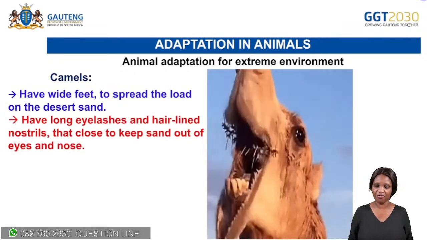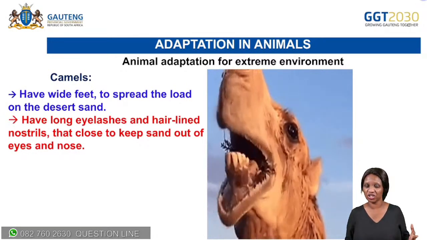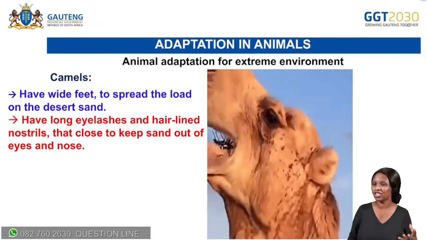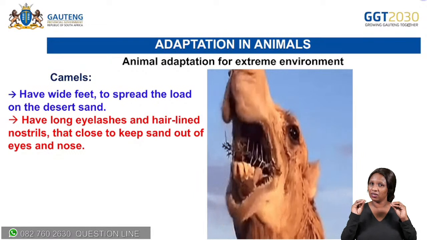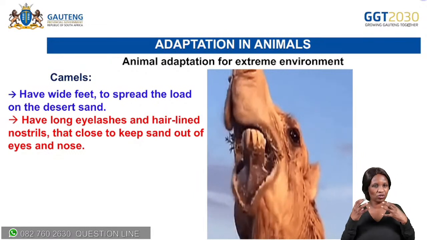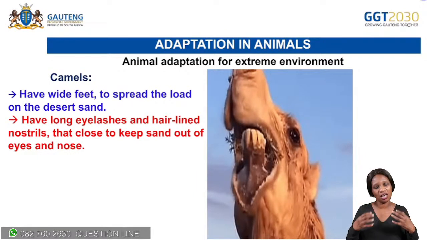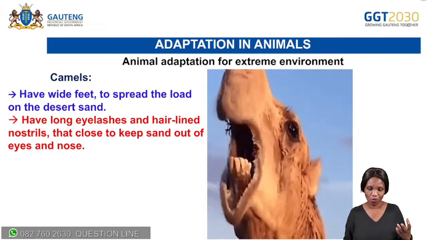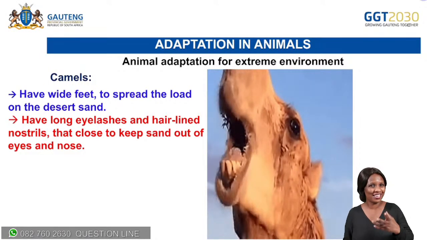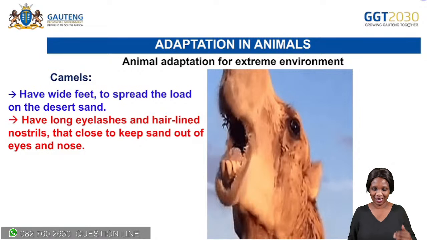And they've got long eyelashes and hair-lined nostrils, so that when it closes them, the sand or the dust cannot get into the eyes and cannot get into the nostrils. And then they've got thick leather lips. Why? So that even if they eat thorns, they won't get hurt.